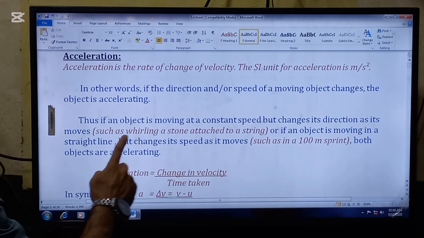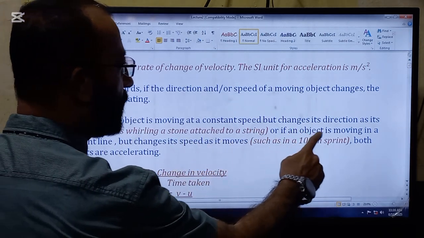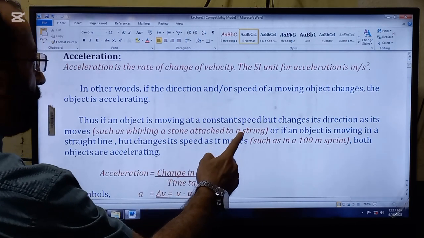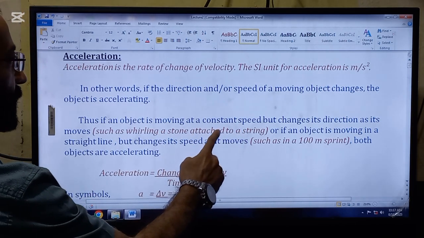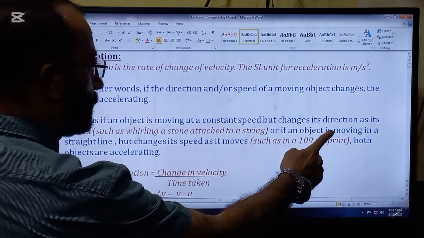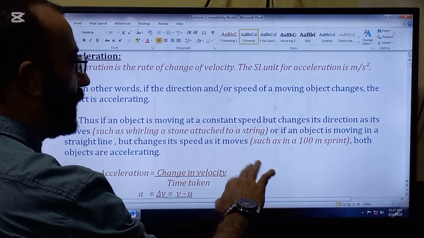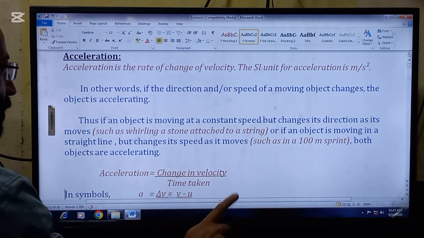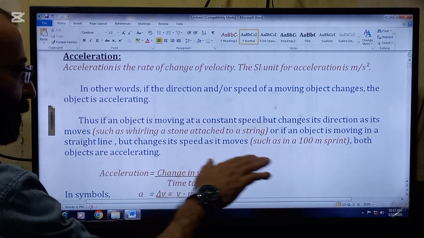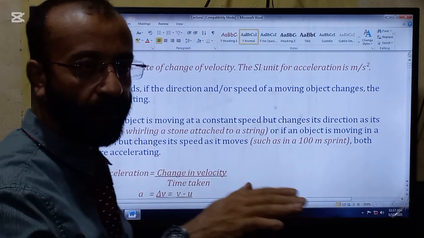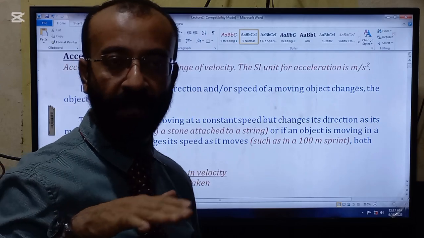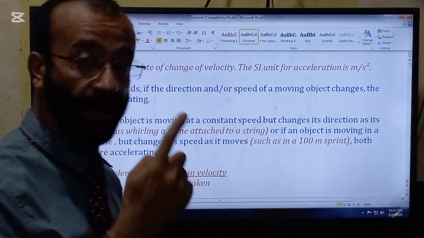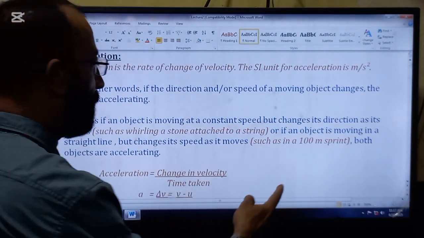Thus, if an object is moving at a constant speed but changes its direction as it moves, such as whirling a stone attached to a string, so this is the first case, that is moving at a constant speed but changes its direction, it will have acceleration. The second case is if an object is moving in a straight line, so it means direction is not changing but changes its speed. For example, it moves with greater speed, then with slower speed, then with maximum speed. Speed is changing but direction is not changing. In this case, the body will also have acceleration.